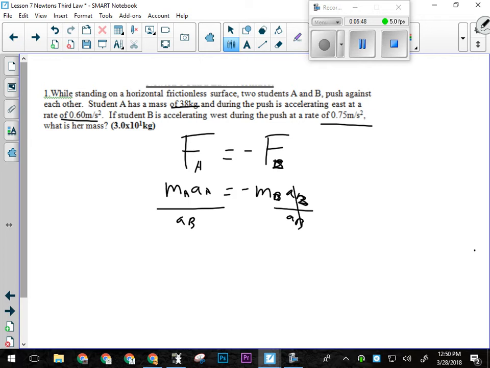That's fine. In fact, I can eliminate this negative as long as I don't make this acceleration negative. Everyone follow me? Because that acceleration would have to be negative compared to A's acceleration. So I'm going to have 38 times 0.6 divided by 0.75. Right, and that's going to give me the mass of the second student.